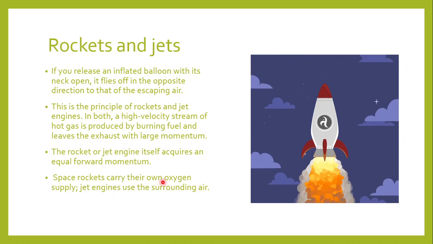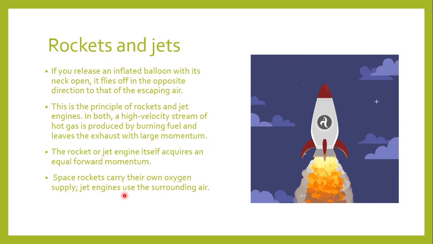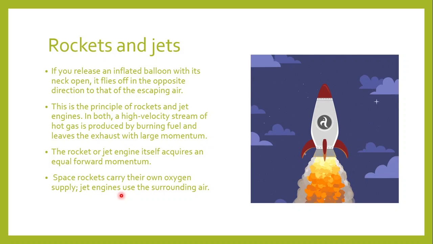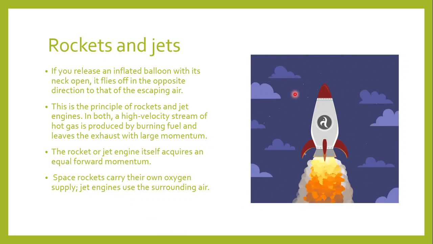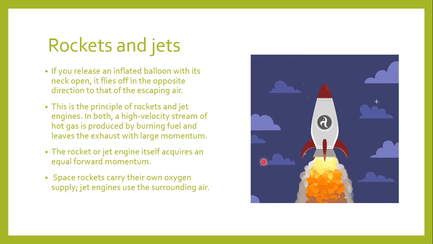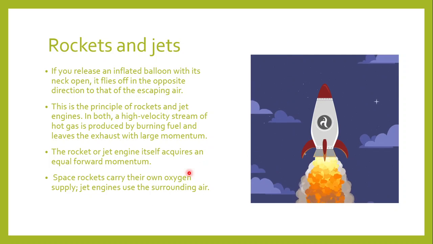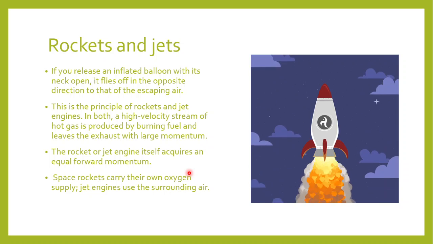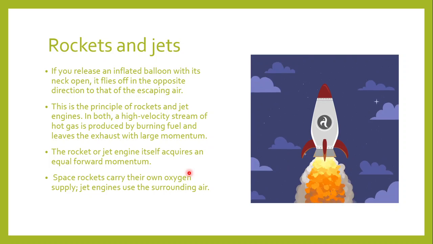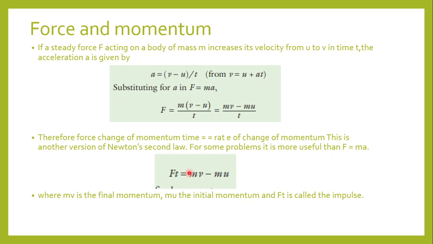Space rockets carry their own oxygen supply. Jet engines use the surrounding air. So jet engines use the surrounding air, and space rockets carry their own oxygen supply, and that, combined with H2, reacts to produce water, and that helps them propel or move.